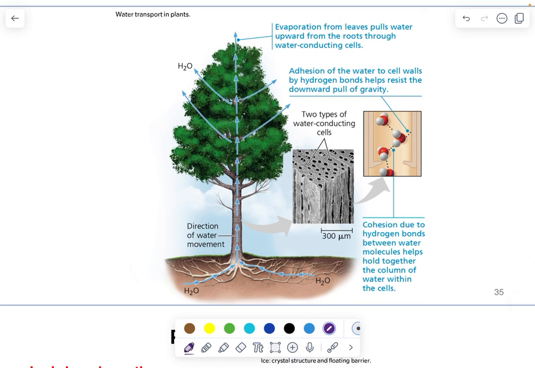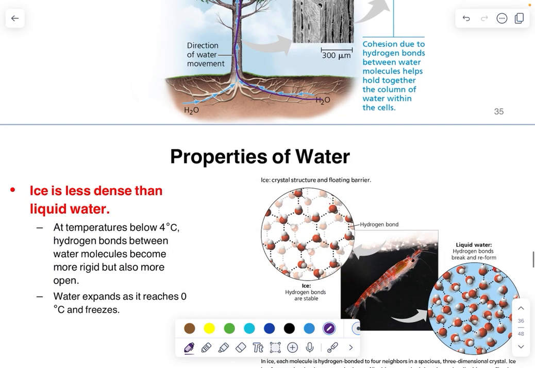Water can travel up trees hundreds of feet tall. How? Why? Because as water is traveling from the roots up, it's all connected like a chain. So water evaporates, goes into water vapor, and it's just replaced and drawn from the roots. And then water is able to resist the downward pull of gravity because it sticks to the sides of the cell walls, which are polar. And so because of cohesion and adhesion, water can travel up.